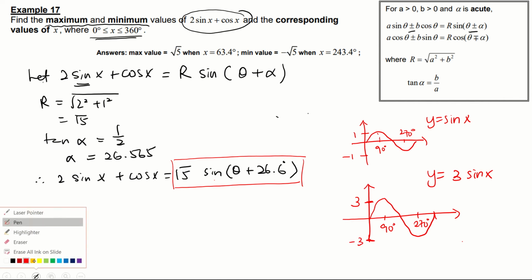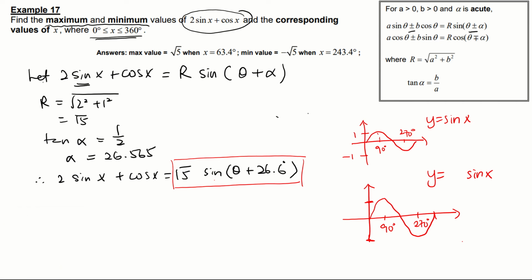So with that, if I were to change it from 3 sine x to, say, square root 5 sine x, then the maximum will be square root 5 and the minimum will be negative square root 5. Now note, the angle is x. The maximum will happen at 90 degrees, correct? So now I'm going to relate it to this question. My angle is not x, my angle is this whole thing.